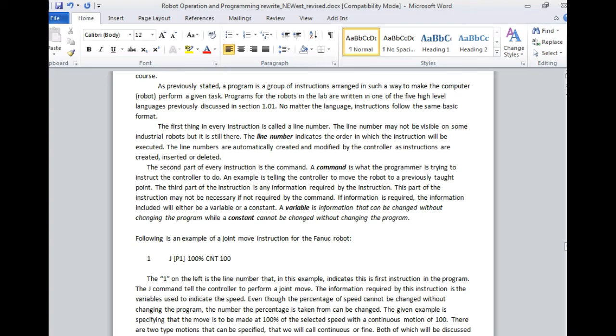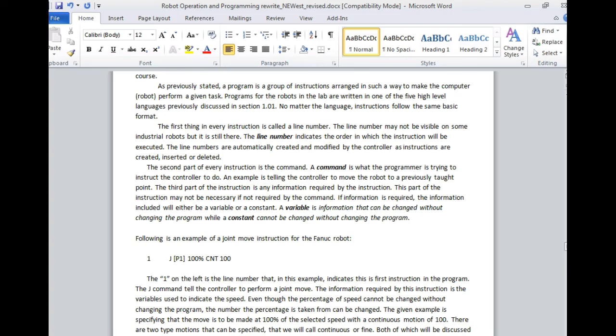So the speed is not required by stop, right? You understand that? But the speed would be required when we're in motion. So the main parts of an instruction is a line number, followed by the command, followed by the information required by the command, if required. So this is an example of a move instruction for the FANUC robot.